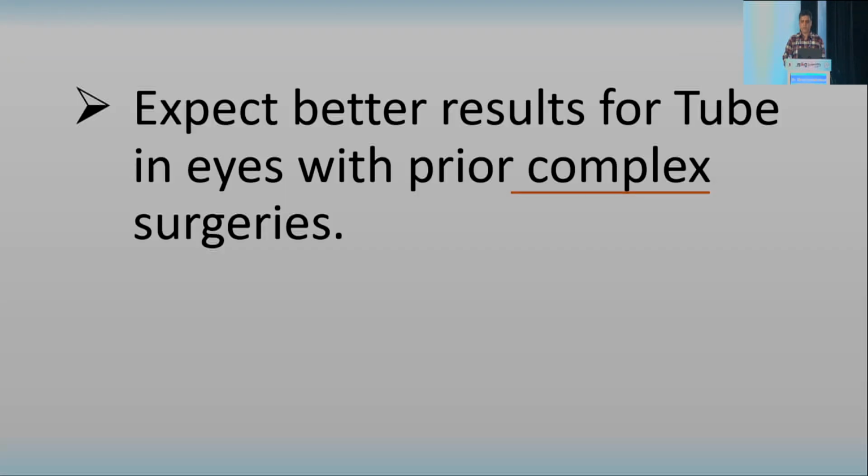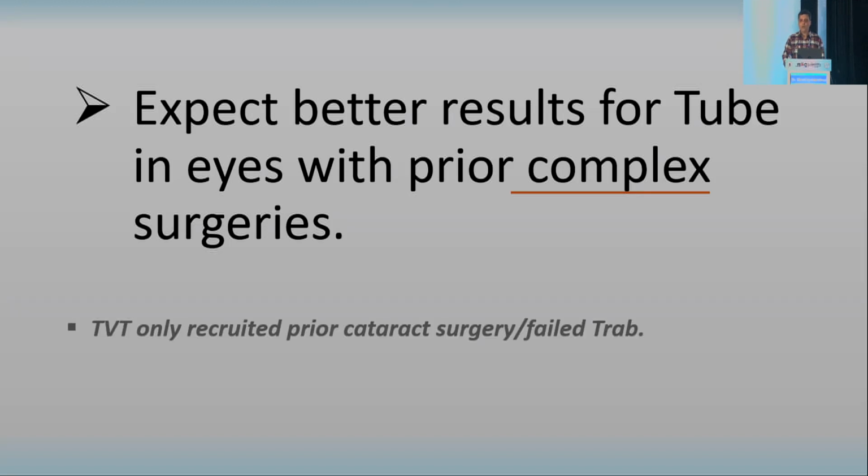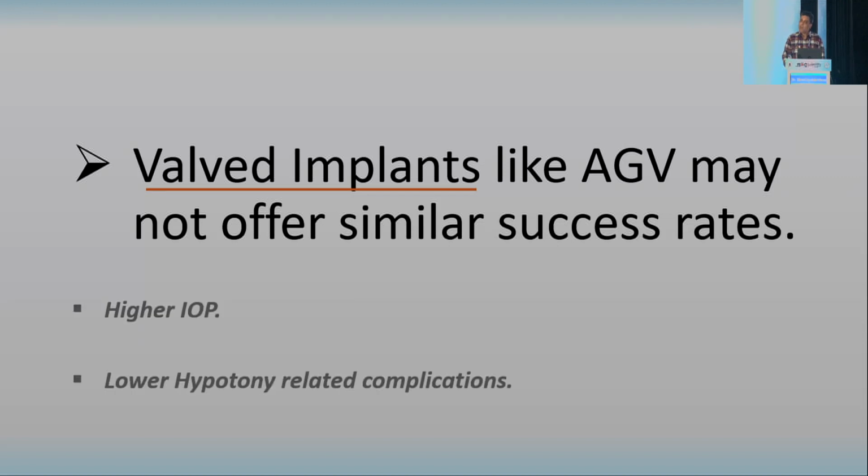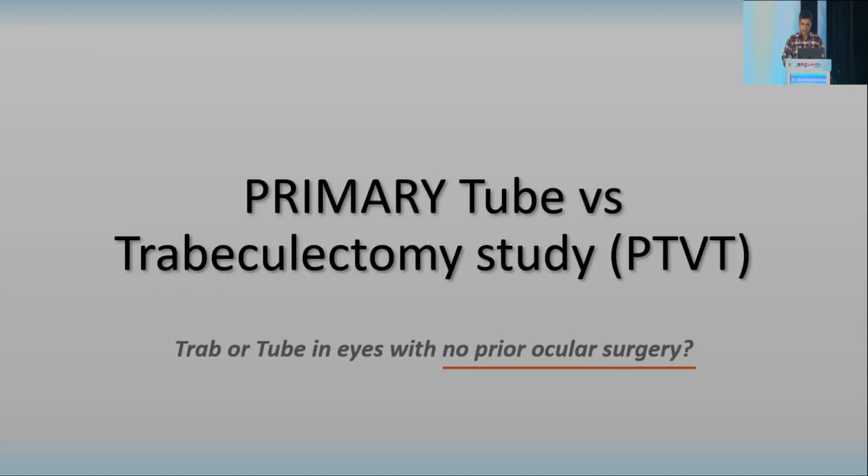From a practical perspective, you can probably expect even better results with tube in eyes with more prior complex surgeries, because the TVT only recruited prior cataract surgery eyes, which does not have an impact on the conjunctiva, and failed trabs. Prior keratoplasties and prior vitrectomies might give better results with tubes. And valved implants like AGV may not offer the same success rates, because they generally tend to have higher IOP but have lower hypotony-related complications compared to the Baerveldt tube used in the study.